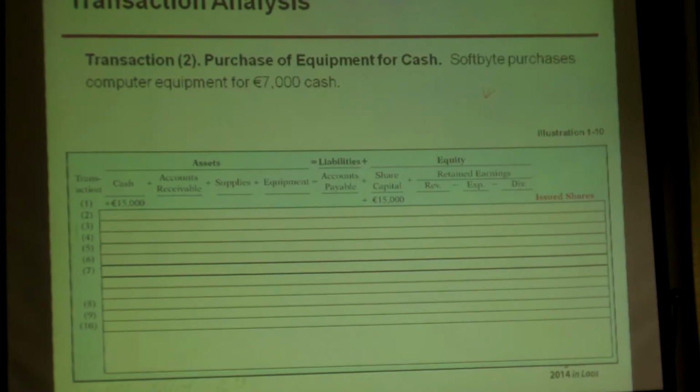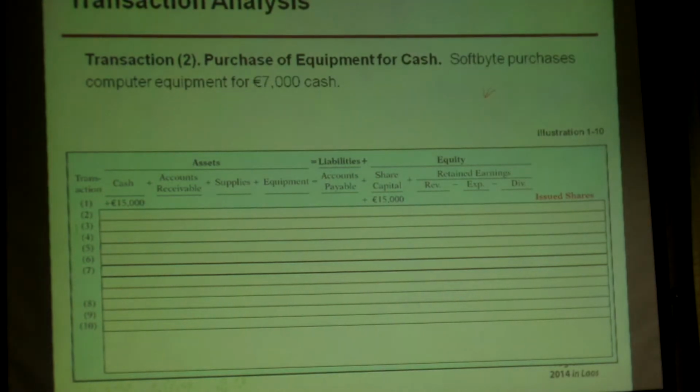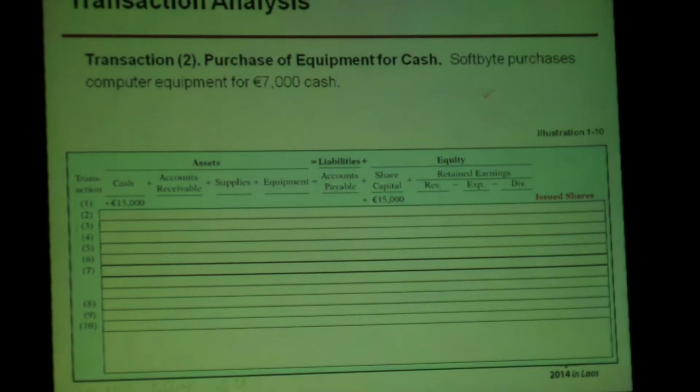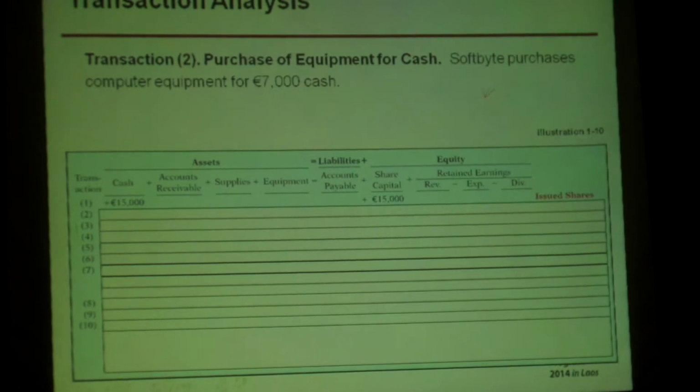Can you turn off this one? So far, everybody understood? Yes. No, not this one. This one. No, not that one. That one. Okay.